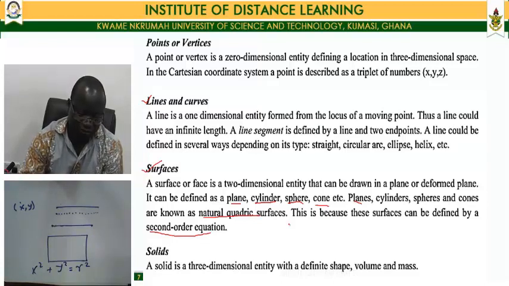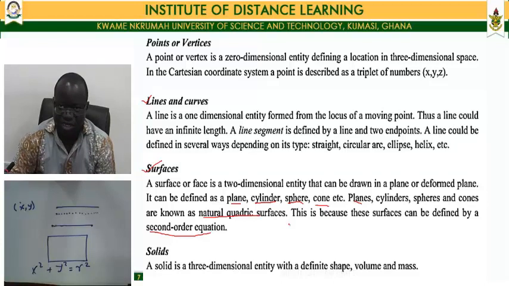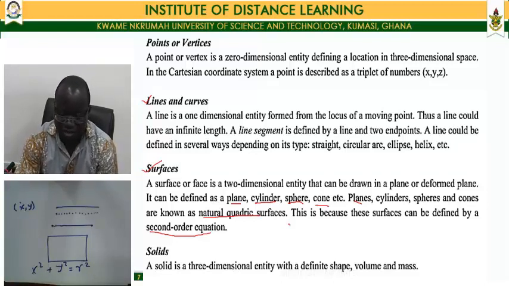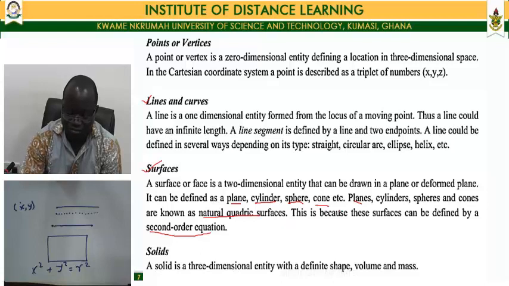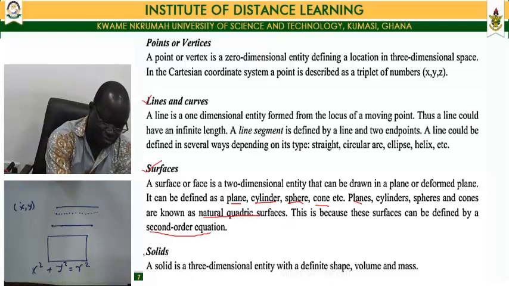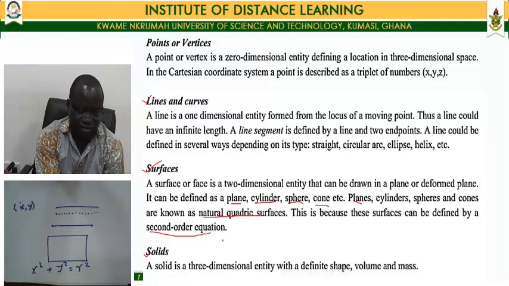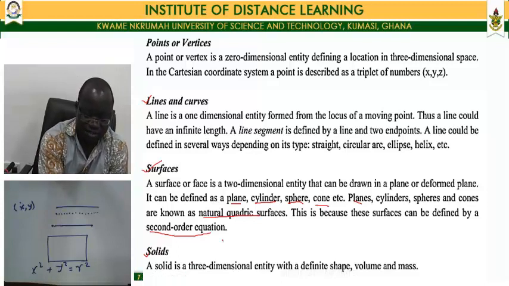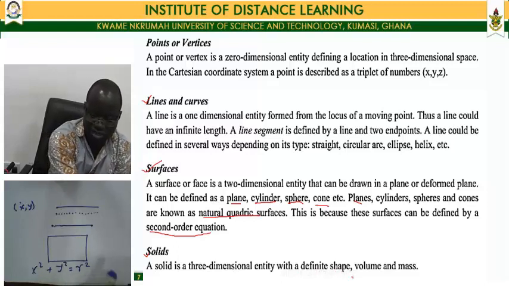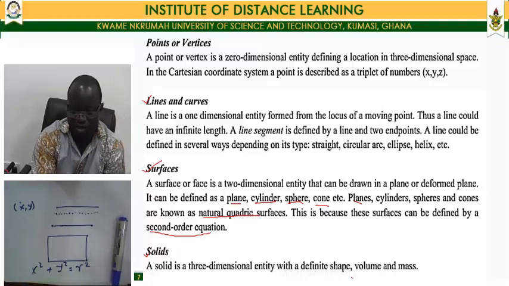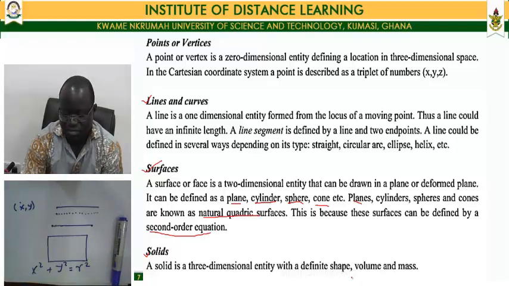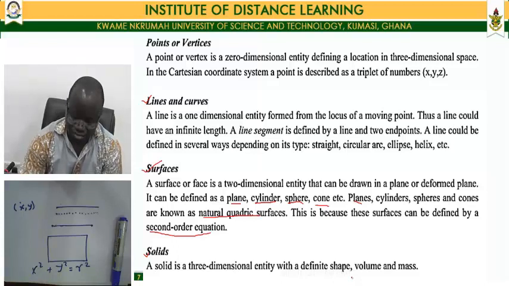Now, the fourth geometric entity is the solid. A solid is a three-dimensional entity with a definite shape, volume, and mass. So this marker is a solid because it is a three-dimensional entity. It has a definite shape, it has a volume, and of course it has a mass. So anything that has a definite shape, volume, and mass is a solid.